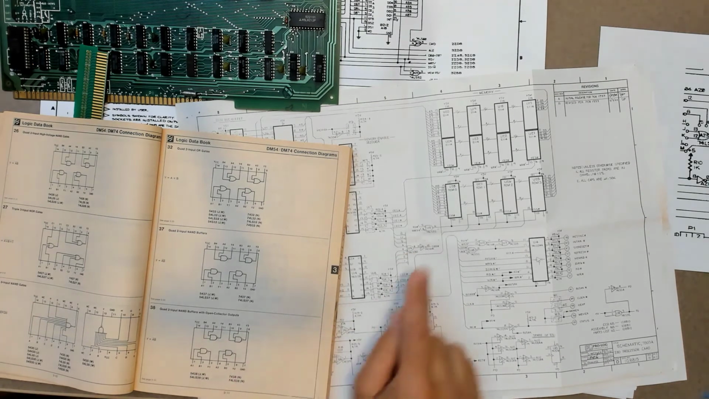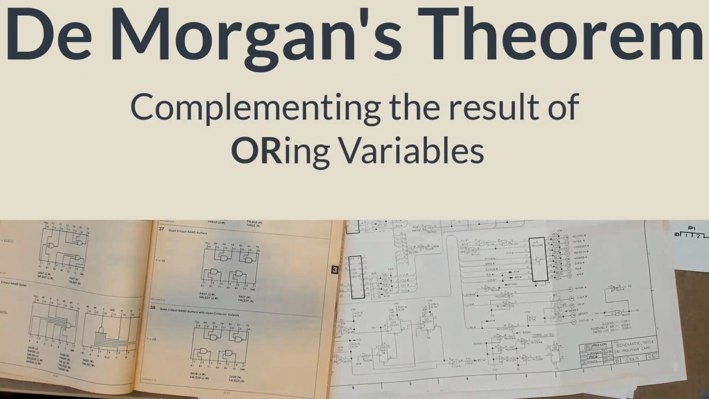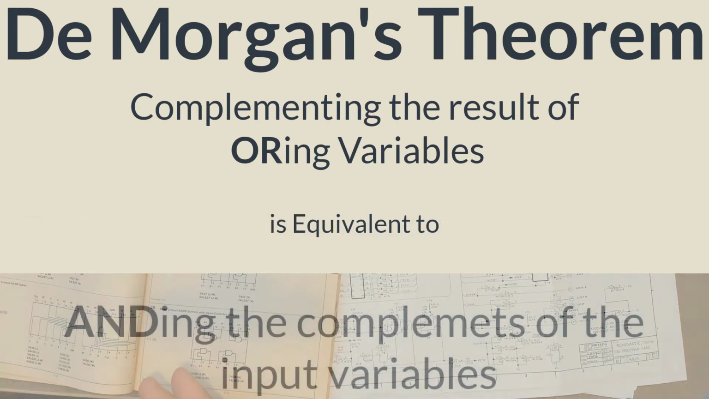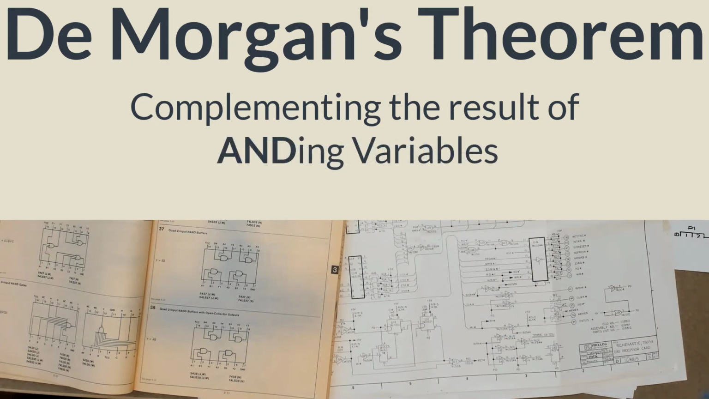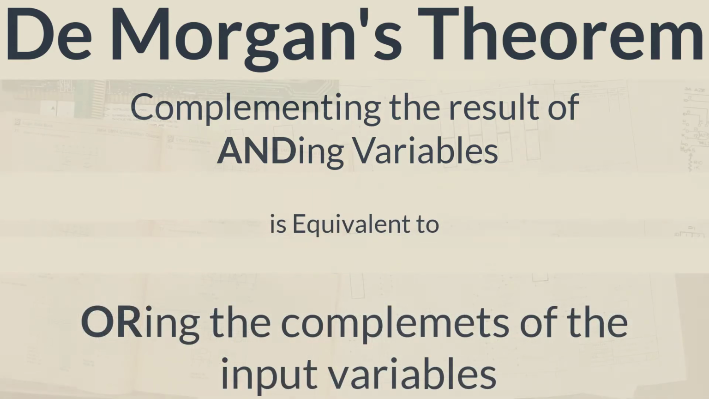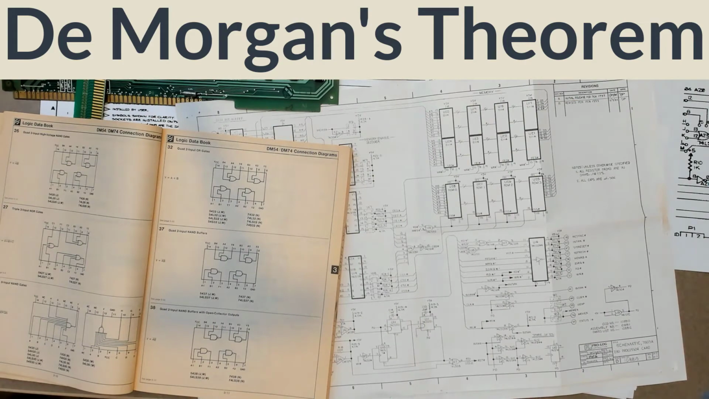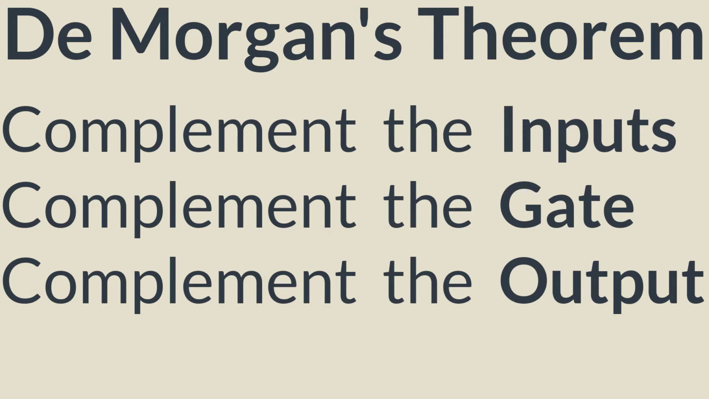So this apparent discrepancy can be resolved thanks to De Morgan's theorem, which states that complementing the result of ORing variables is equivalent to ANDing the complements of the individual variables. Likewise, complementing the result of ANDing variables together is equivalent to ORing the complements of the individual variables. You can make De Morgan's theorem as complicated as you want, but it basically says that to switch between an AND and an OR gate, just invert the input signals, swap the logic gate, and invert the output signal.